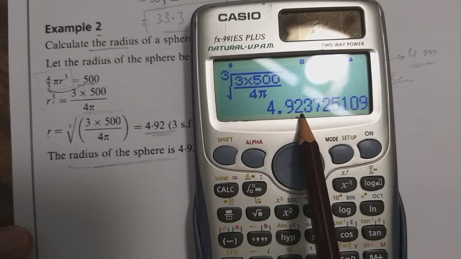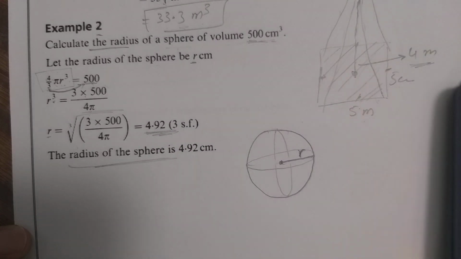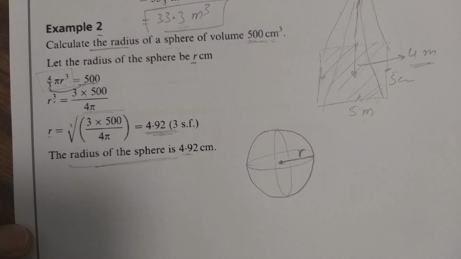So for 3 significant figures, this is the third digit, and the digit after this is less than 5. So the answer is 4.92. So the 3 significant figure answer for the radius of the sphere is 4.92. Okay, this is the example.